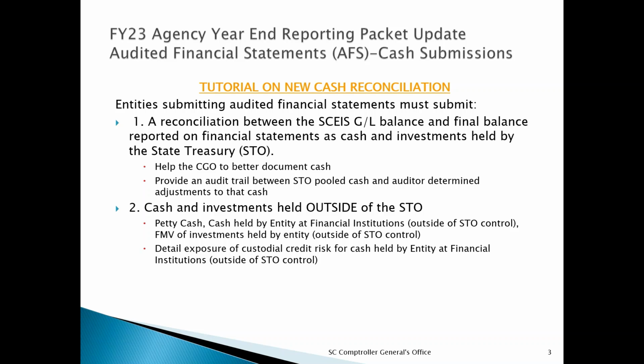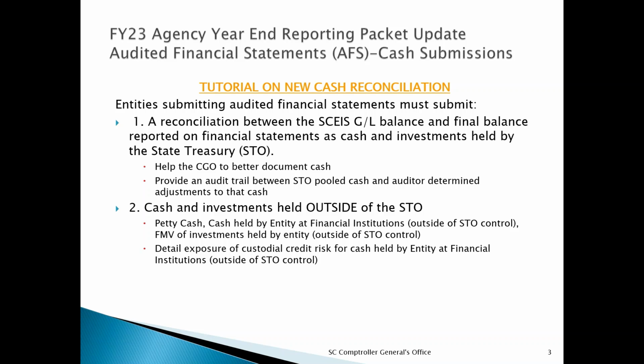The biggest change that you're going to face is there's a tutorial on the new cash reconciliation. So if you want to pause this and look at this for a second, let me just go through this real quickly. I'm just going to read this. First of all, it's a reconciliation between the SKI's general ledger balance and final balance reported on the financial statements as cash and investments held by the State Treasurer's Office. We're doing this because at the Comptroller General's Office, we need to better document cash, and we need to better provide an audit trail between STO pooled cash and what the determined auditor adjustments are.